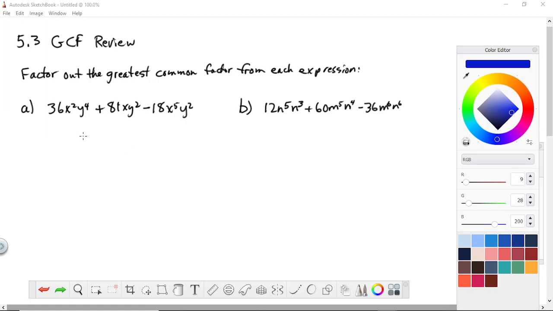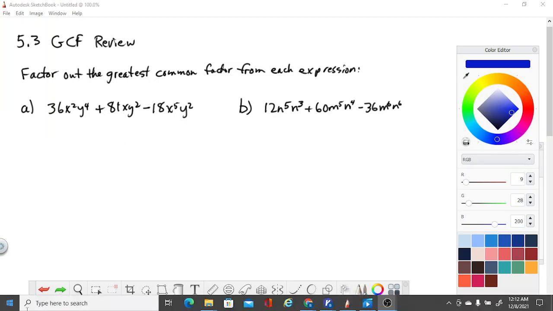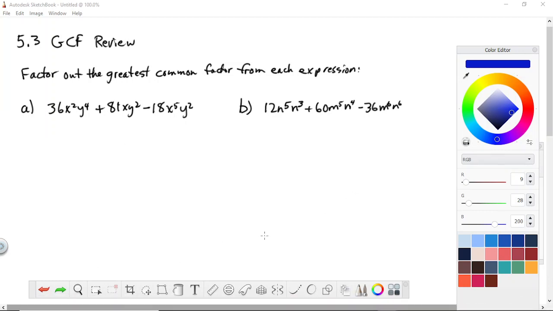So we're going to factor out a number if there is some number that will factor out of each of those terms, and also variables. So look at the number first. We just need the largest number that divides into 36, 81, and 18.